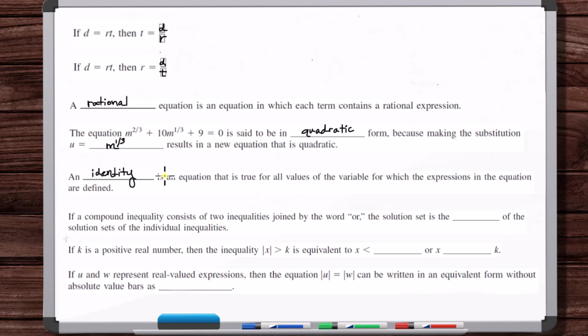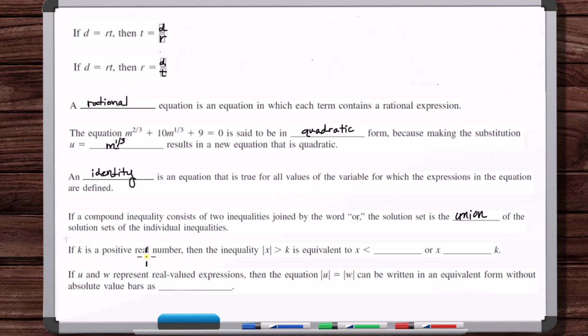If a compound inequality consists of two inequalities joined by the word or, the solution set is the blank of the solution sets of the individual inequalities. The union, right? So when you think about sets, it's either going to be a union or an intersection of sets. Or means anything in set 1 and anything in set 2, or anything that's in both.